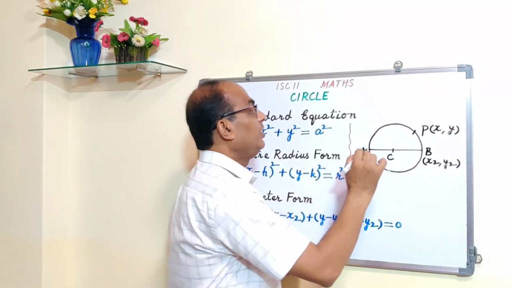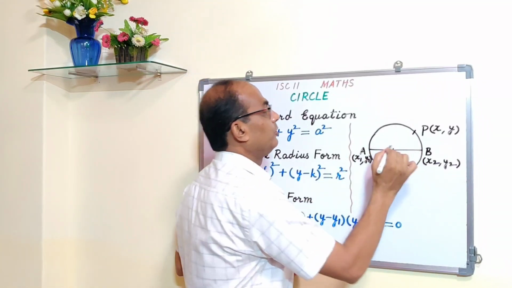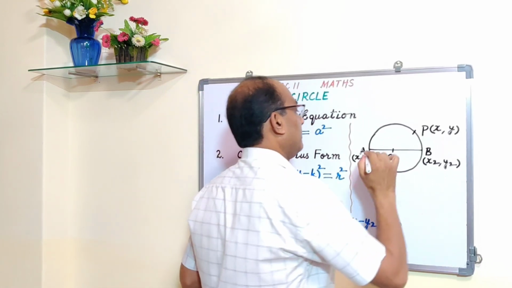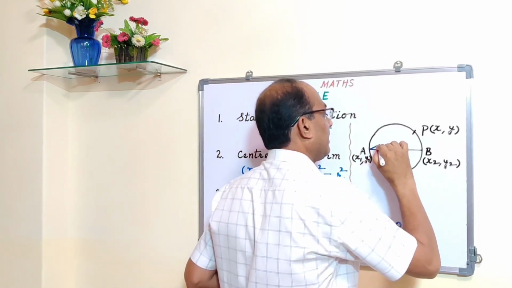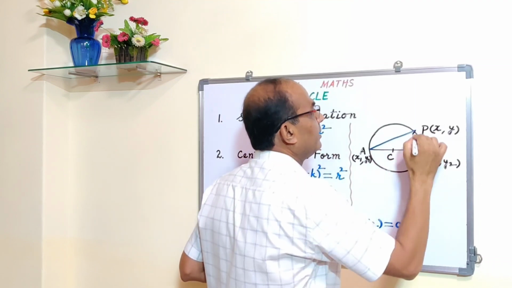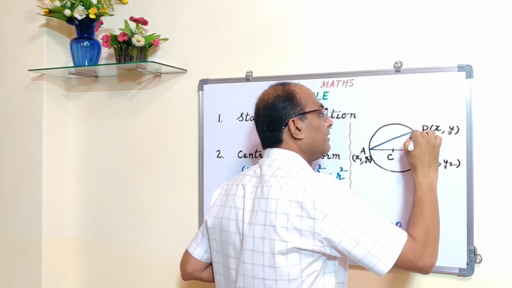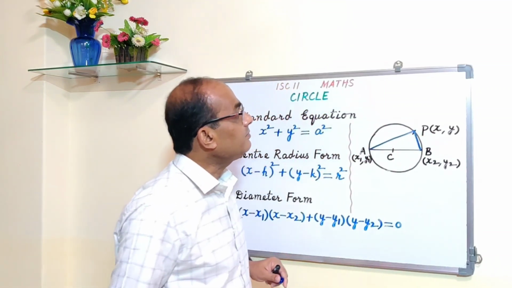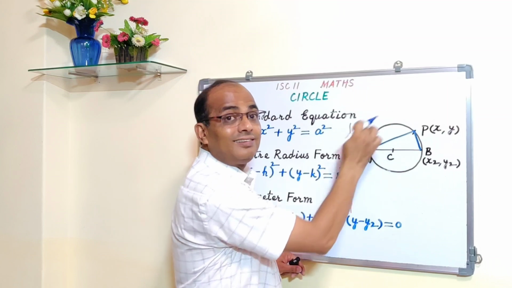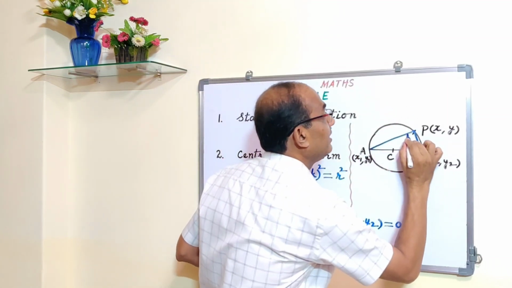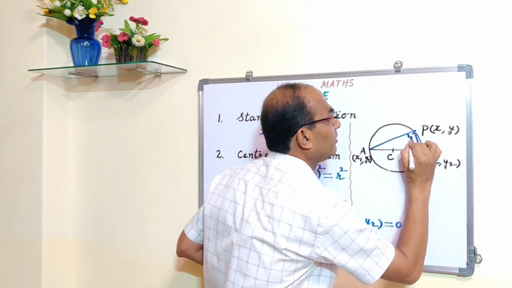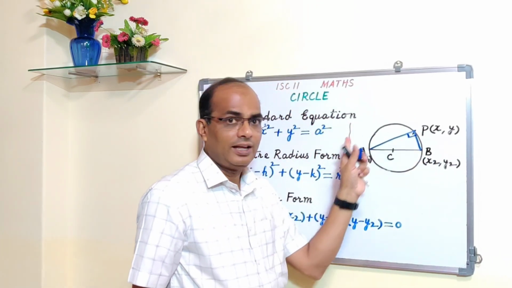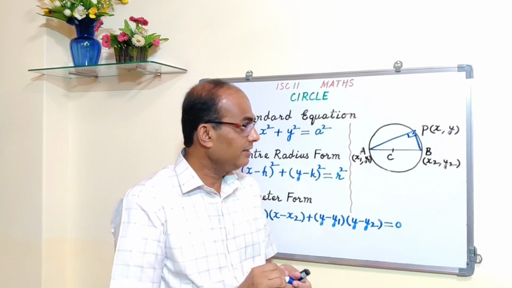Now see, we join A to P and B to P. This we are joining by construction. We are joining this and this. Fine. This is a semicircle, so the angle in a semicircle is 90 degrees. This angle will be 90 degrees, sure, from geometry. Why? Because this is a semicircle. The angle formed in a semicircle is a right angle, 90 degrees.